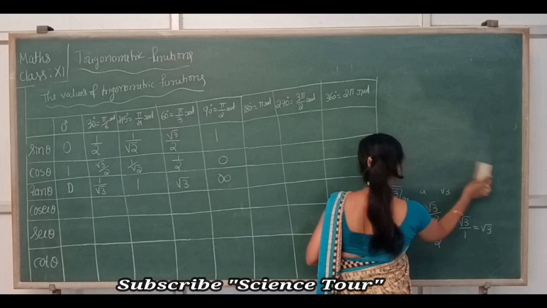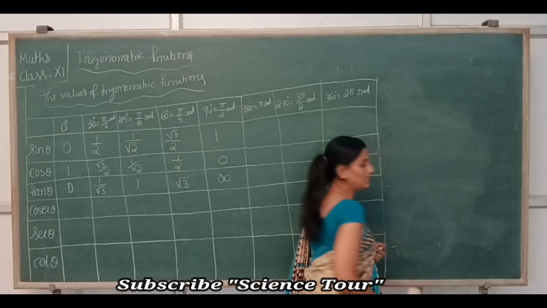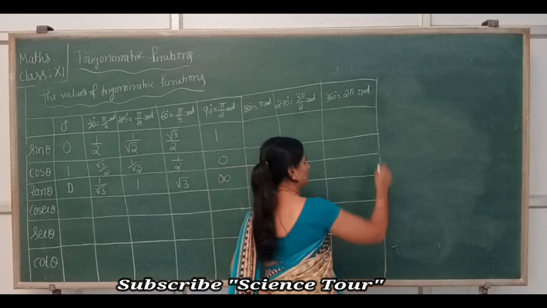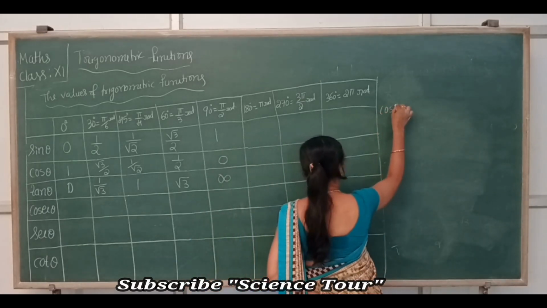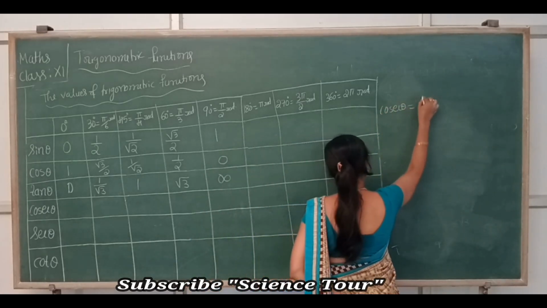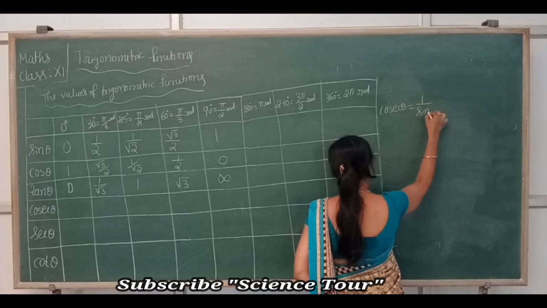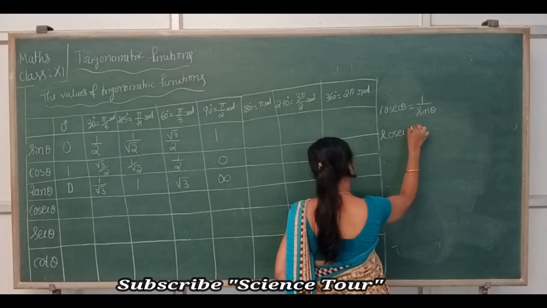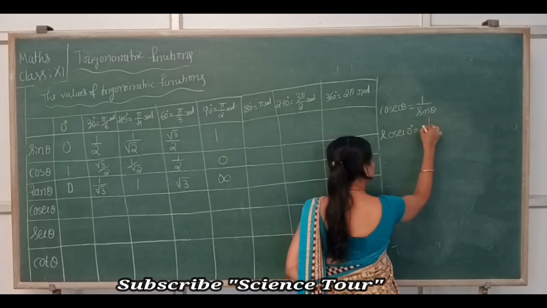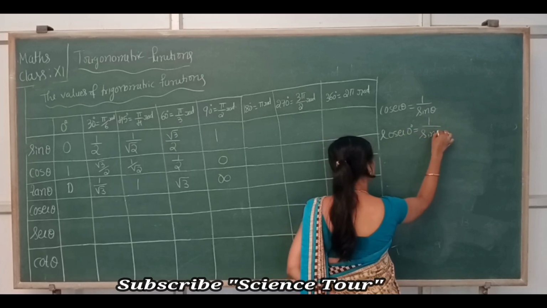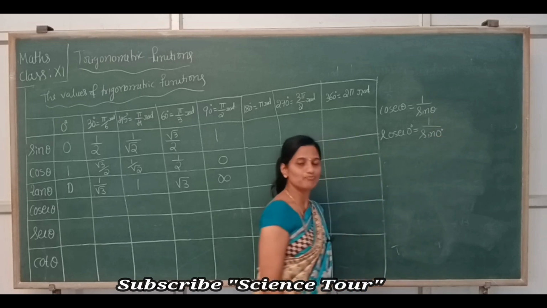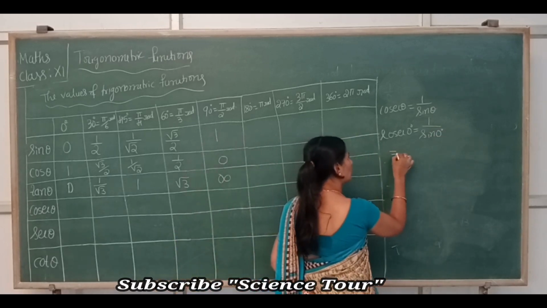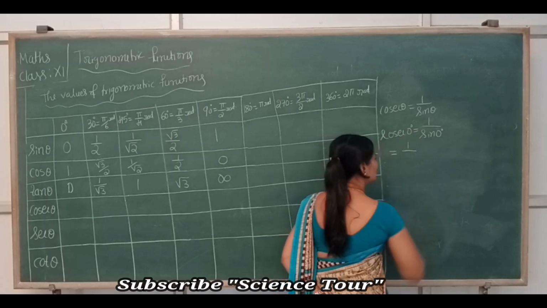Cosecant can be written as 1 divided by sine, which means they are reciprocals of each other. So cosecant theta can be written as 1 divided by sine theta. I need cosecant 0 degree, which is 1 divided by sine 0 degree. So that is equal to 1 divided by sine 0.